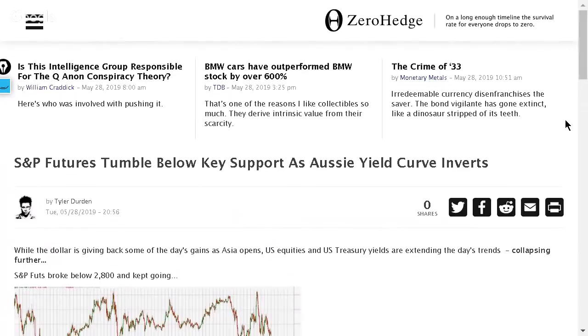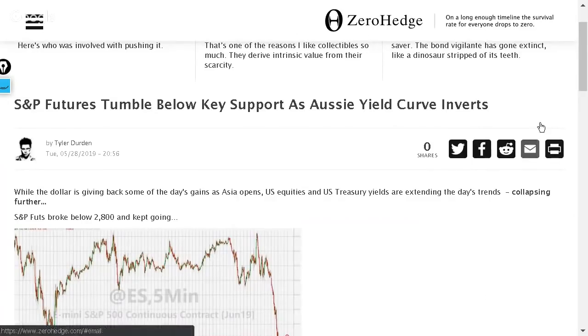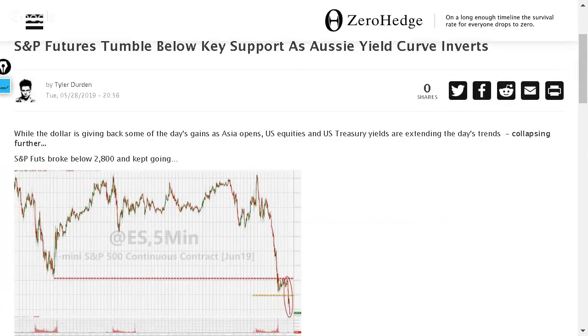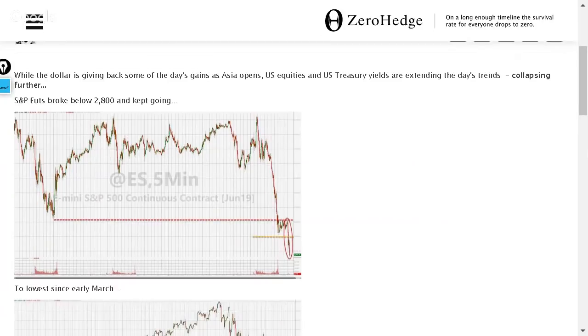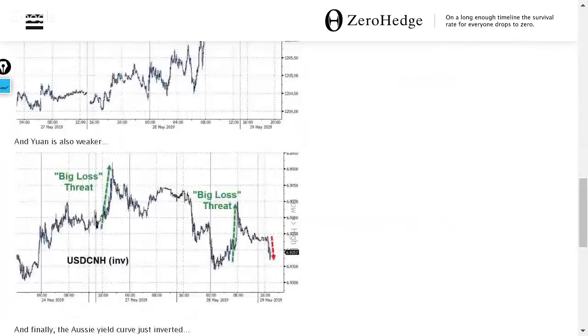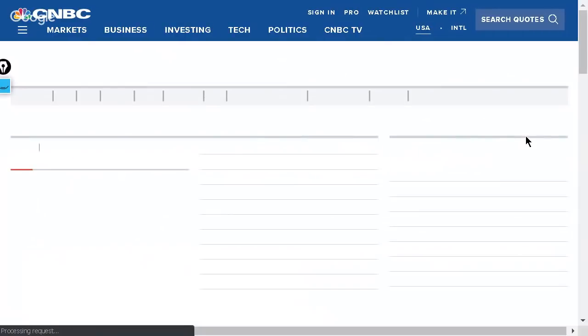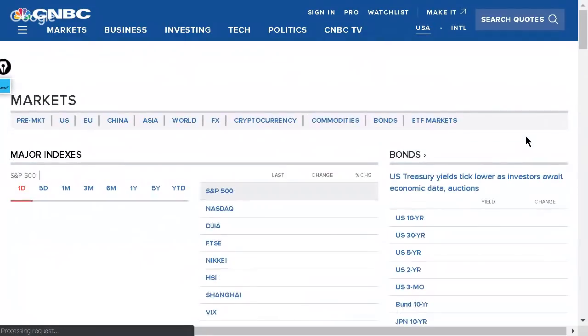Here's another Zero Hedge article about the S&P tumbling as the Aussie bond yield curve inverts. Bad news for the Australian dollar and for US stocks. So let's look at a little bit more into markets. That link is also in the description, by the way, folks. So click on that and visit our links.